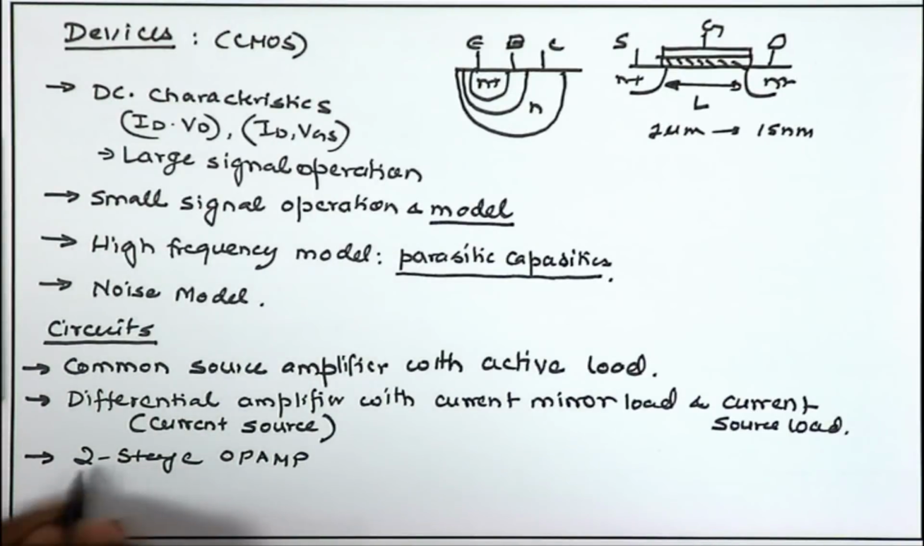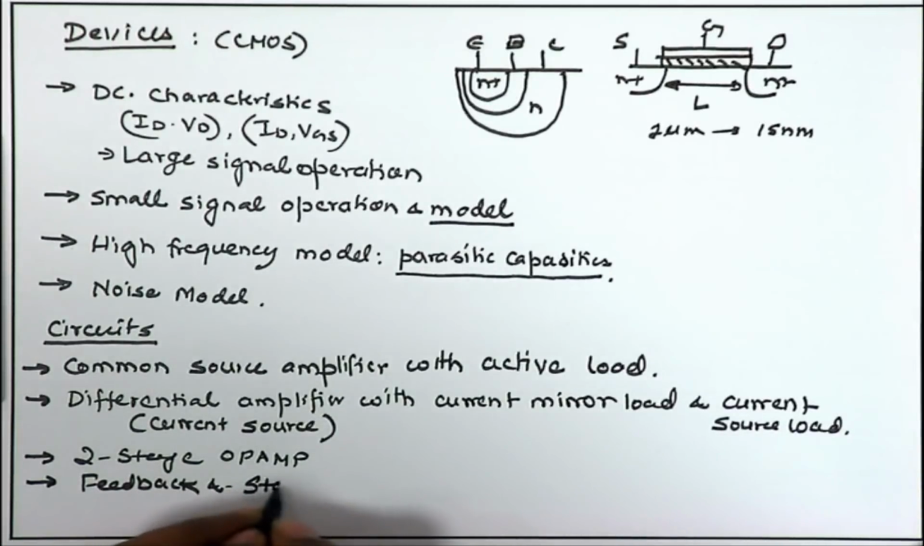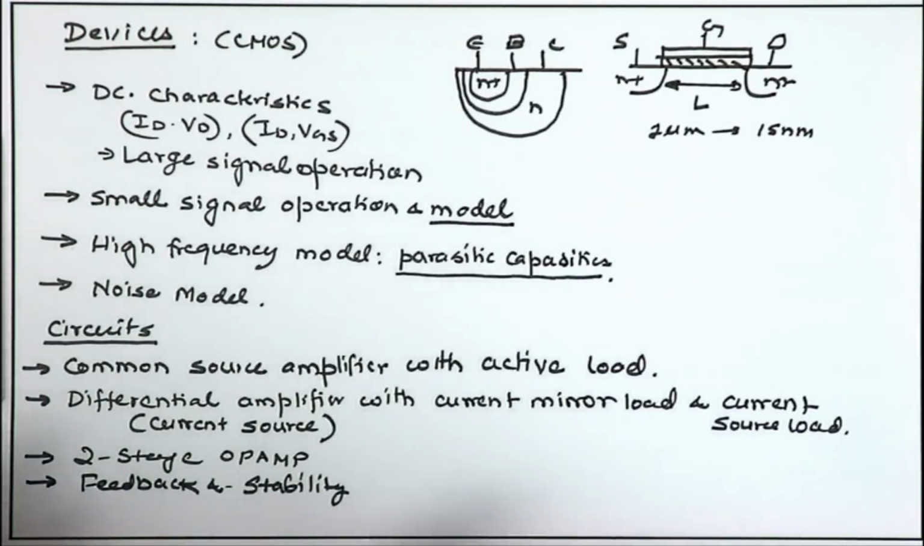So, this is how we are going to detail the discussion on the two-stage op-amp, and in order to do that we are going to require some additional concepts like feedback and stability, which is going to be very important while dealing with the design of a two-stage amplifier operating in feedback mode. So, we will have some discussion on feedback and stability, which is again linked to frequency response in a tight manner.